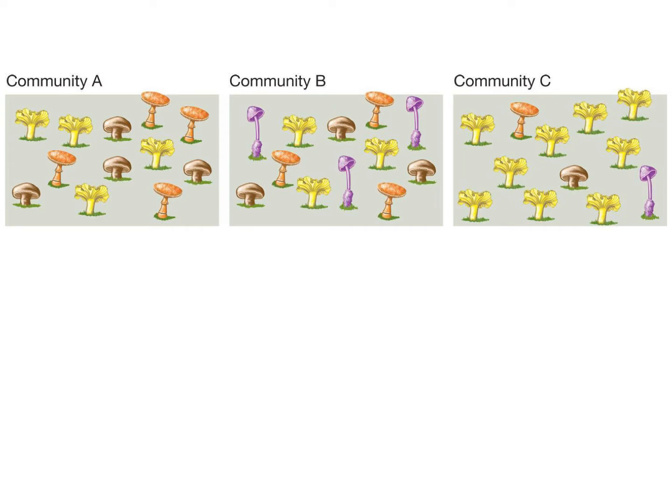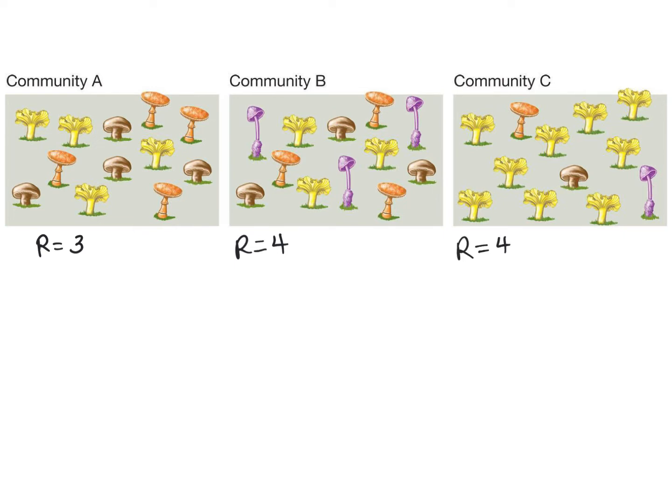So let's start with richness. Now remember that the richness is simply the number of species in each community. So in other words, it would be the number of different mushrooms in our diagrams here. So we have 1, 2, 3. In community A, we have 3 different species. In community B, we have 1, 2, 3, 4 species. And in community C, we also have 1, 2, 3, 4 different species.